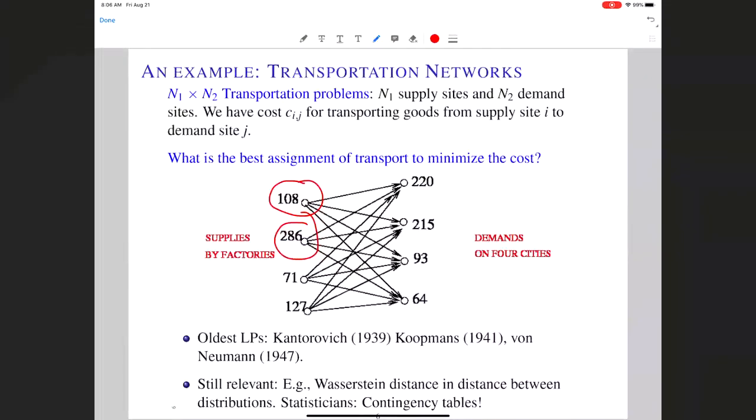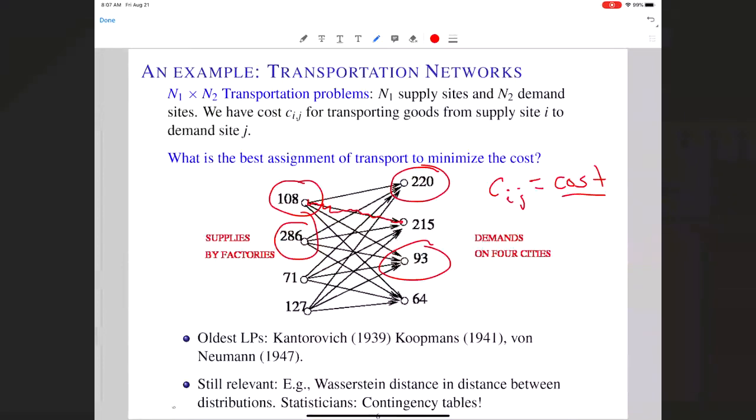And then at the same time, I have demands on cities of these laptops. So for example, maybe Guadalajara needs to buy 220 laptops and Querétaro needs to buy 93 laptops, etc. So there's a price, c_ij, the cost for sending a laptop from factory i to city j. So that's the price.